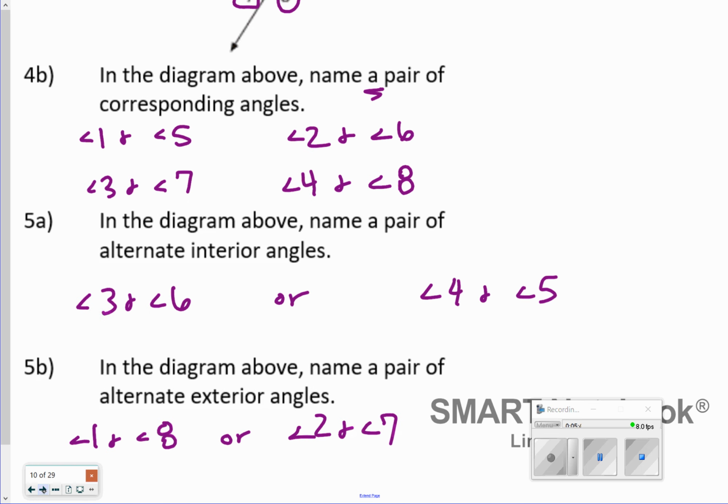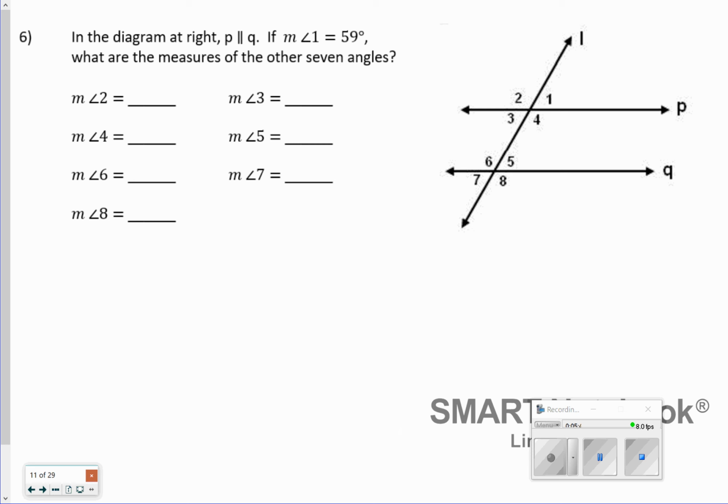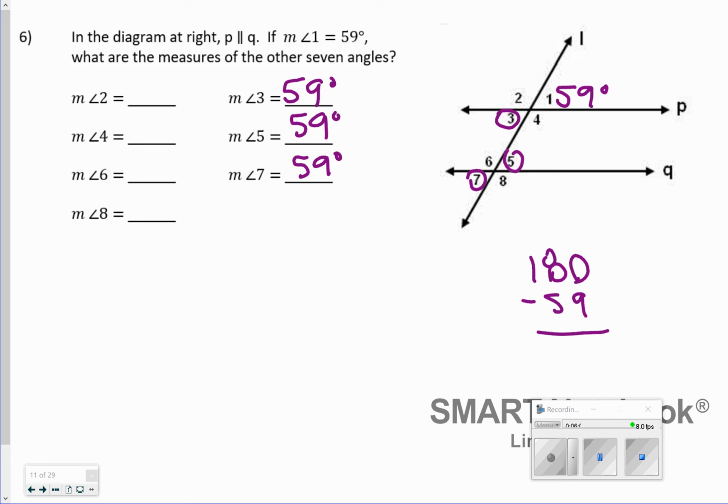Next page we have, we're just identifying congruent angles. This one should be easy. The measure of angle 1 is 59 degrees. So 3, 5, and 7 are all going to be 59 degrees. That means the other ones are just going to be the supplement of that. I just took 180 and subtracted 59 and I got 121. So that means all of angle 2, angle 4, angle 6, and angle 8 are all 121 degrees. Also notice that 2, 4, 6, and 8 are all the obtuse angles.